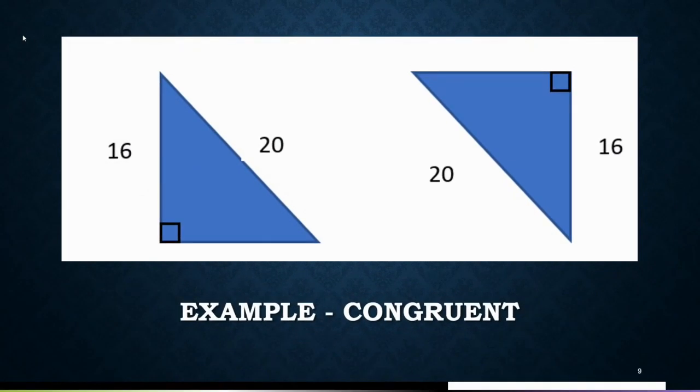Here's an example of two congruent triangles. As you can see, the long sides on both of them are 20, and one of the other sides is 16, and both of them have the same 90-degree right angle. These shapes have the same length sides and the same size angles, so they are congruent.